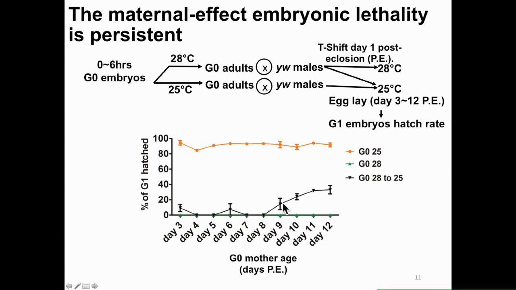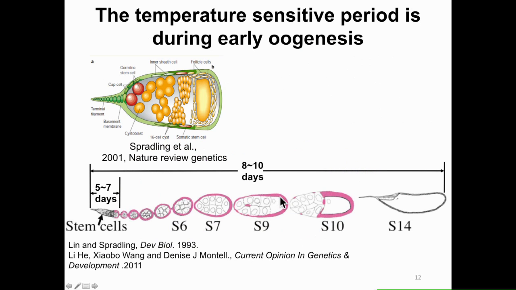It only shows this reversal effect after 8 days of temperature shift. This makes us wonder why it takes such a long time to reverse the effect. If you take a look at the timeline of oogenesis, it actually takes about 8 to 10 days to generate a mature egg all the way from germline stem cells in the germarium. So this leads us to wonder whether the temperature-sensitive period in the mother actually lies in the germarium.